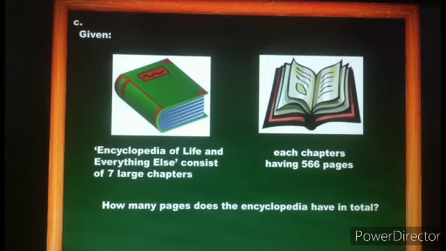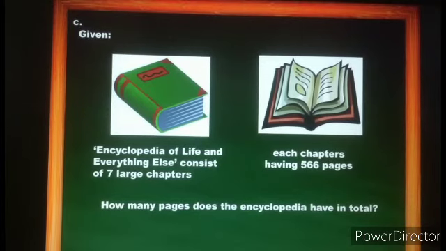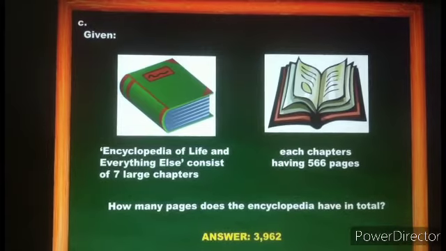And the answer is 3,962. So who got it correct? Very good. Okay, let's move on to the next.